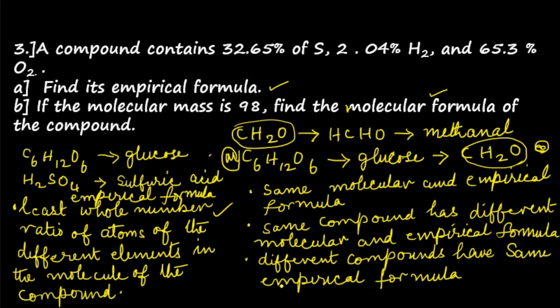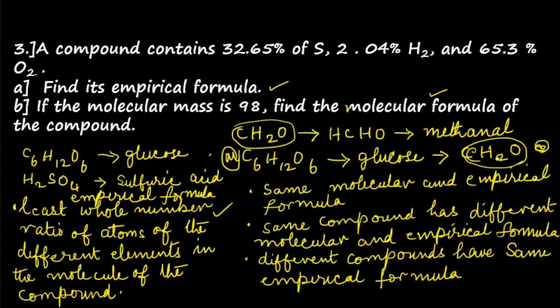So let us sum up again. Some compounds may have the same molecular formula and empirical formula. Some compounds have different molecular formula and empirical formula. Their molecular formula and empirical formula are different. Different compounds may have the same empirical formula. So these 3 points we have discussed using just 2 examples. There are ever so many examples for these 3 cases.